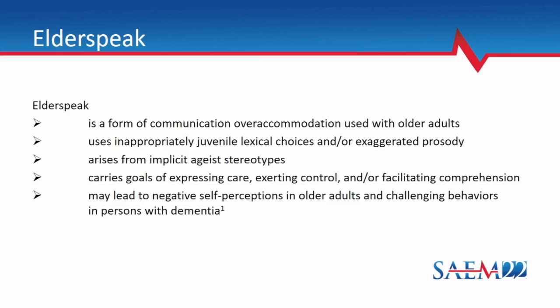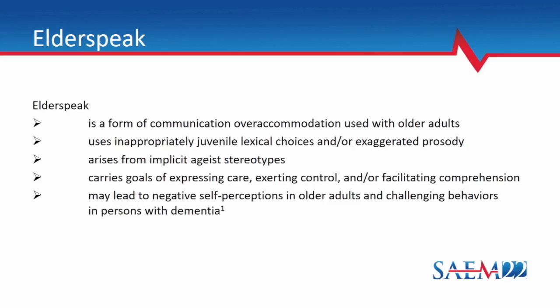So Elderspeak, this is probably the most comprehensive definition that I've come across, and we'll break it down. It's a form of communication over accommodation that's used with older adult patients. It uses inappropriately juvenile lexical choices, exaggerated prosody, and it arises from implicit ageist stereotypes. It carries the goal of expressing care, exerting control, or facilitating comprehension. And we found that it may lead to negative self-perception in older adults and challenging behaviors with patients with dementia.